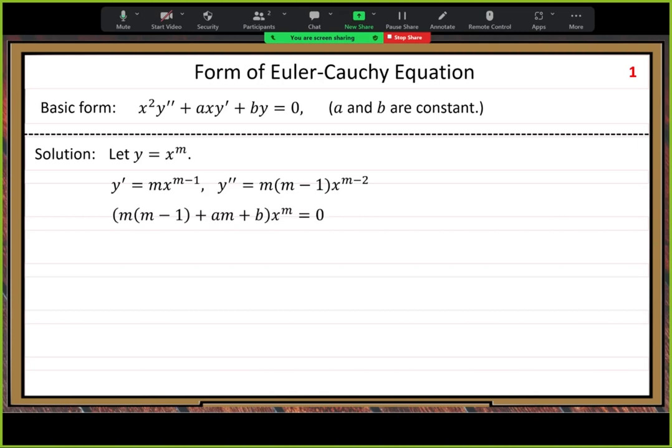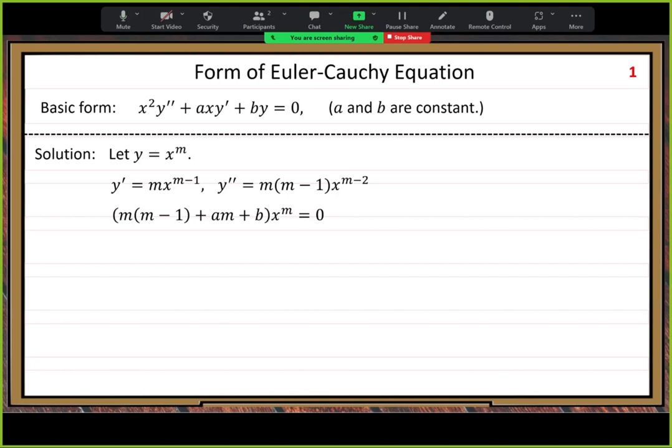After simplification, we factor x to the m out. Here you can see it's similar to our previous method, where we used lambda. Here it's different: x to the nth power. The previous one was e to some power, lambda x. E to that.